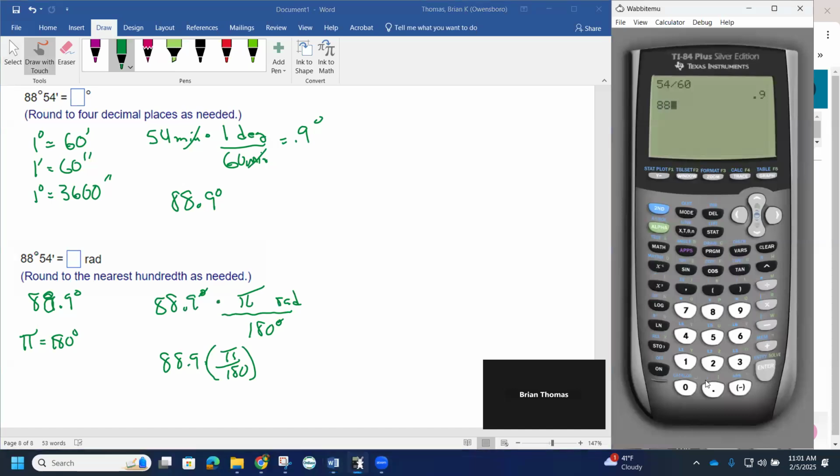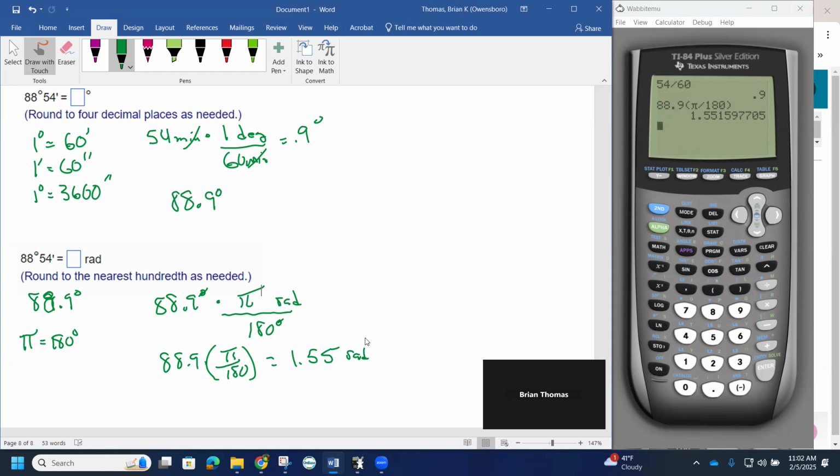So 88.9, if we multiply that by pi divided by 180, that'll convert that into radians. 1.55. Now remember, 90 degrees was 1.57 radians, so 88.9 degrees should be really close to that. They say round this to the nearest hundredth, so 1.55 radians would be our result.